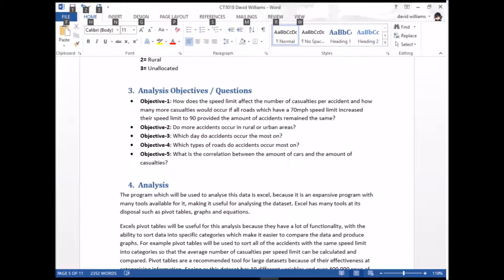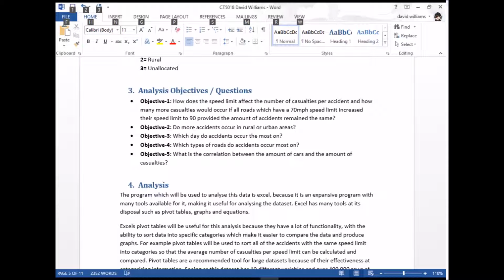So using that data set, I set out to answer some questions. The first being, how does the speed limit affect the number of casualties per accident? And how many more casualties would occur if the roads, which had a 70 mph speed limit, increased their speed limit to 90, provided that the amount of accidents remained the same? The second being, do more accidents occur in rural or urban areas? The third being, which day do accidents occur the most on? The fourth being, which types of roads do accidents occur the most on? And the fifth being, what is the correlation between the amount of cars and the amount of casualties?